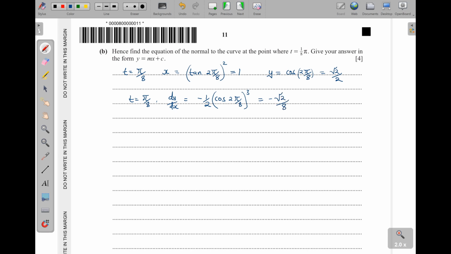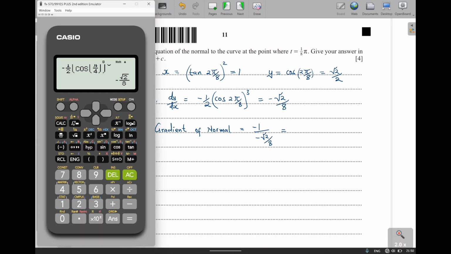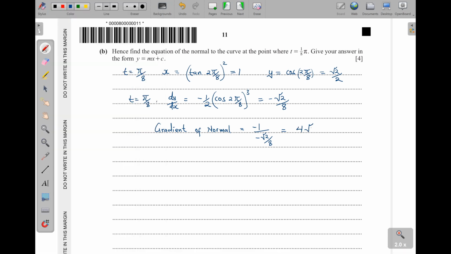Now this one becomes the gradient of the tangent. So gradient of the normal, remember, the product of gradients of the two lines which are perpendicular is always equal to negative 1. So gradient of the normal is going to be equal to negative 1 divided by the gradient of the tangent. And the gradient of the tangent is negative root 2 over 8. Negative divided by negative, you get a positive. So we just say negative 1 divided by the answer, and this one will give me 4 root 2. So I write 4 root 2.